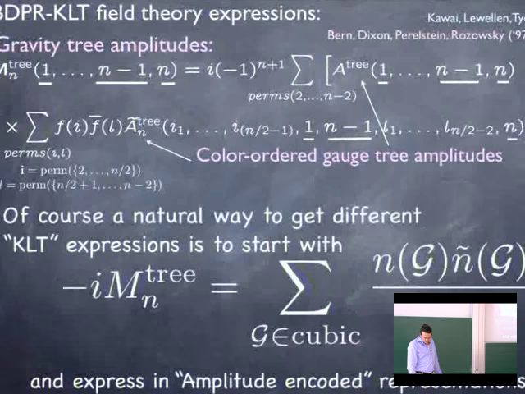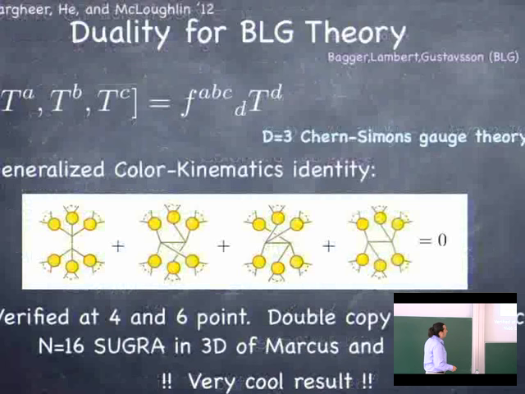Okay, before talking about loop level, I should also mention that there are other algebras in the world besides our lovely Yang-Mills, right? And one example is VLG, where you've got this three relation, and so the Jacobi, instead of being expressed between three guys, is expressed between four guys, and instead of cubic vertices, you have quartic vertices.